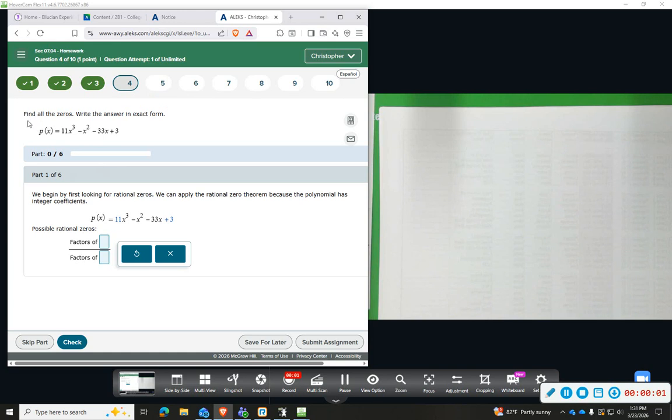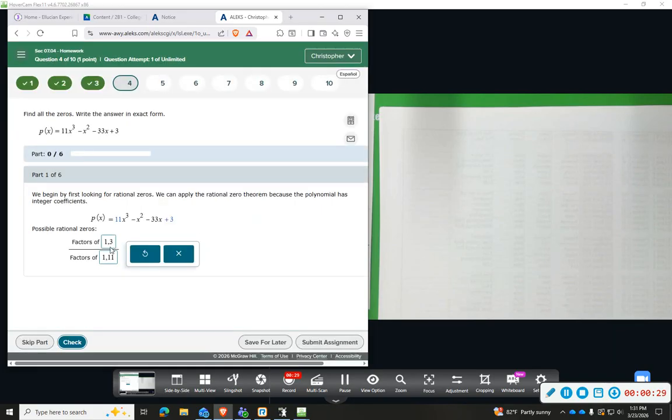All right, number 4, it wants us to find all the zeros, write the answer in exact form. So here it's going to walk us through the process that we've been using. We're going to take that constant term. We're going to put the factors of 3, which are 1 and 3. It's a prime number. On the bottom, we're going to put the factors of 11. 1 and 11 is also prime. So we only get those 2 numbers.